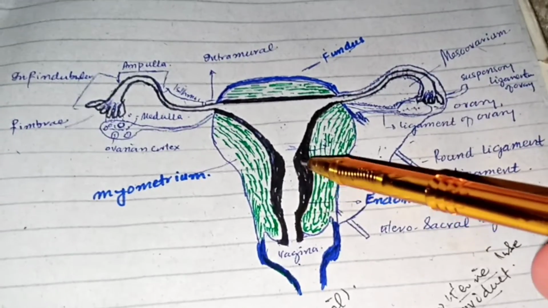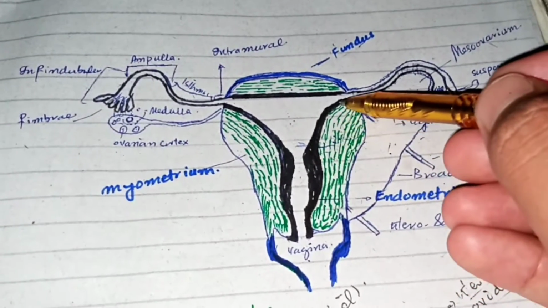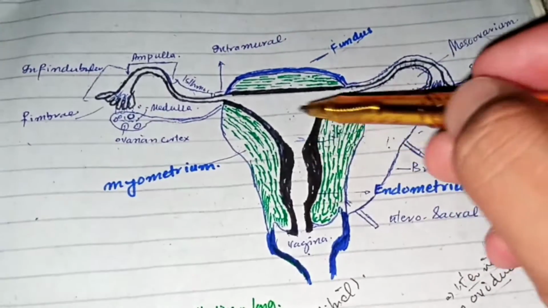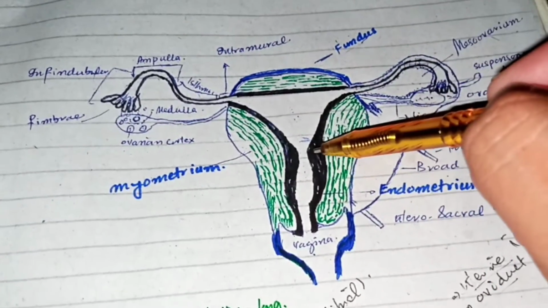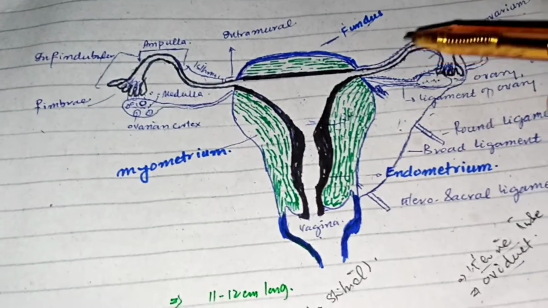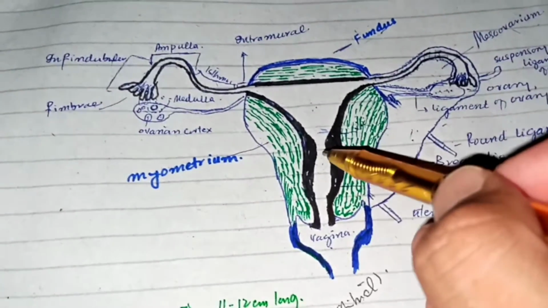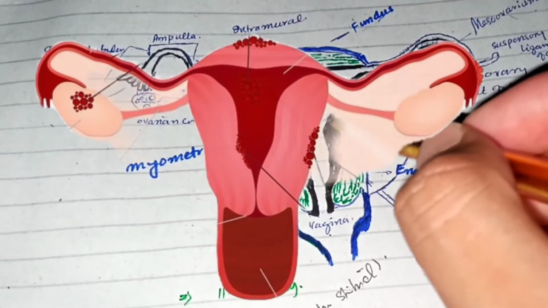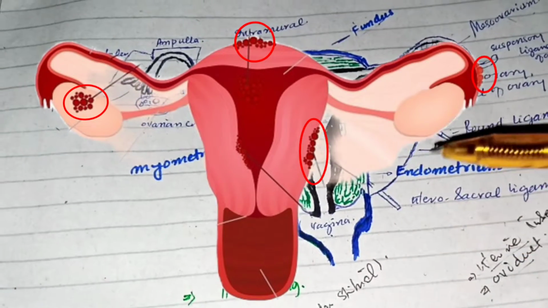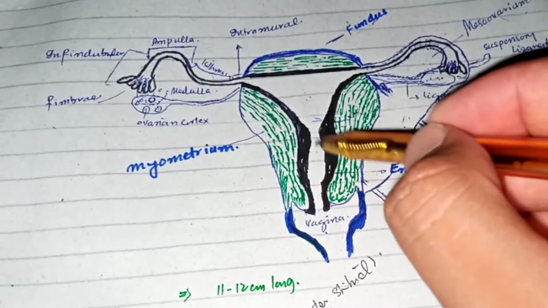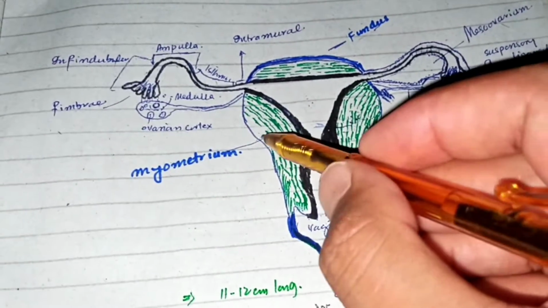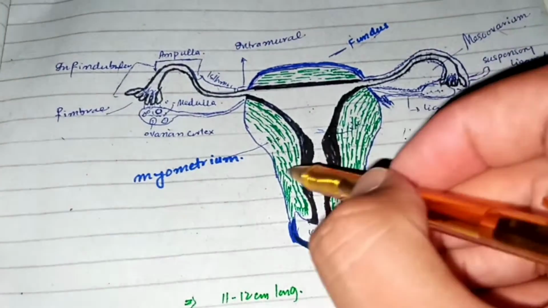What is the endometrium? Here you can see this black layer of the uterus is called the endometrium, and this green layer is called the myometrium, and the layer which is present just on the uterus is the perimetrium. So endometriosis is the presence of endometrial tissue just outside the uterus. There is another condition called adenomyosis, and it is the presence of endometrial tissue in the myometrium of the uterus.